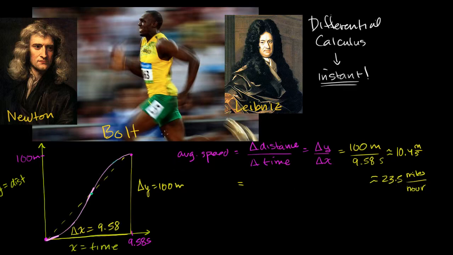And I looked it up. Usain Bolt's instantaneous velocity, his peak instantaneous velocity, is actually closer to 30 miles per hour. So the slope over here might be 23 whatever miles per hour, but the instantaneous, his fastest point in this 9.58 seconds, is closer to 30 miles per hour. But you see, it's not a trivial thing to do.